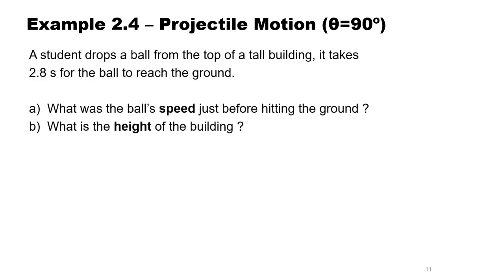Now example 2.4. A student drops a ball from the top of a tall building. It takes 2.8 seconds for the ball to reach the ground. We consider that when the student drops the ball, the initial velocity is 0 meters per second. Question A, what was the ball's speed, or final speed, just before hitting the ground? Question B, what is the height of the building?